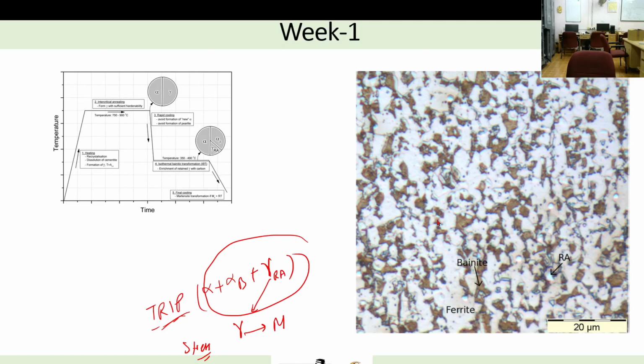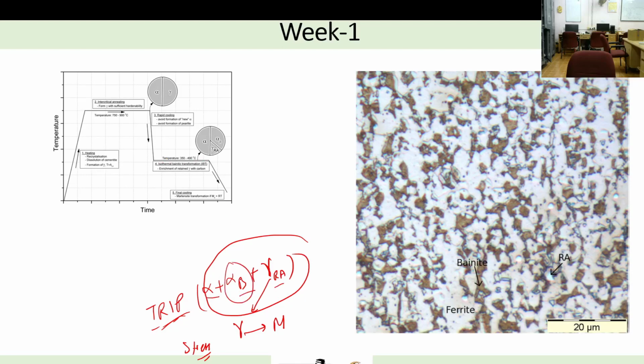So to get such a microstructure, we have to give some critical heat treatments. Sir has already explained these heat treatments in detail. Basically, we heat it to the two-phase region, that is the intercritical region, and from there we quench it, or cool it rapidly, to the bainitic start temperature or below, and from that we cool it to room temperature. So we get ferrite and bainite and this retained austenite.